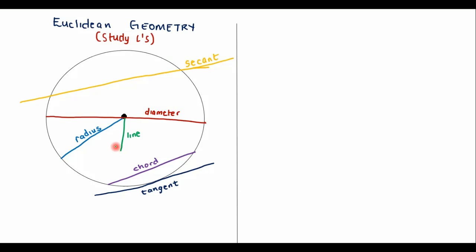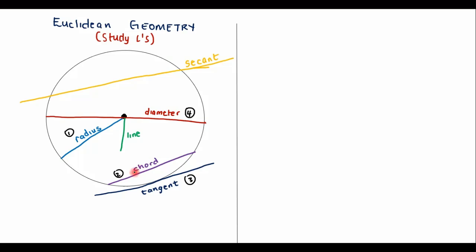Out of those ones, the ones that I would say that you always need to make sure that you keep in mind are these ones. It is the radius, the chord, the tangent, and the diameter, because those are the four lines that you have to know.